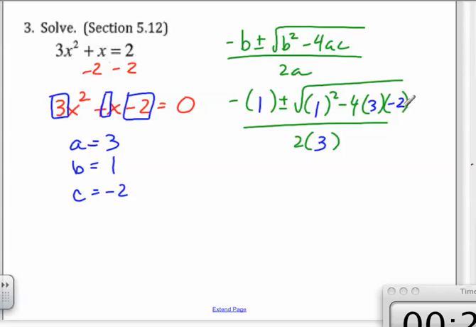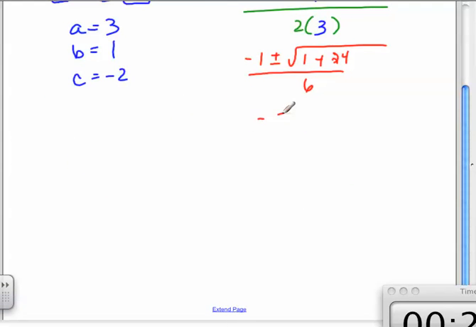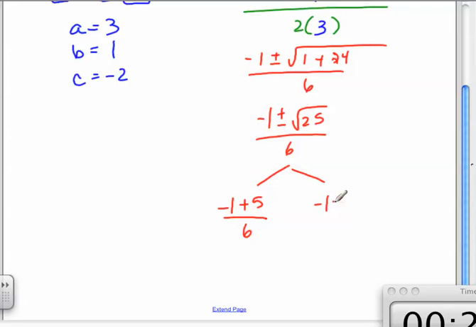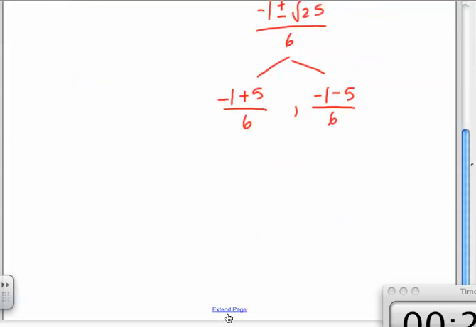So I'm going to get, when I simplify it, negative 1 plus or minus the square root of 1 plus 24. Negative 1 plus, or I'm sorry, negative 1 plus or minus the square root of 25 over 6. So that's negative 1 plus 5 over 6 and negative 1 minus 5 over 6. And that's going to give me 4 over 6, and that's going to give me negative 6 over 6. And this is going to give me 2/3, and this one's going to give me negative 1. X equals.